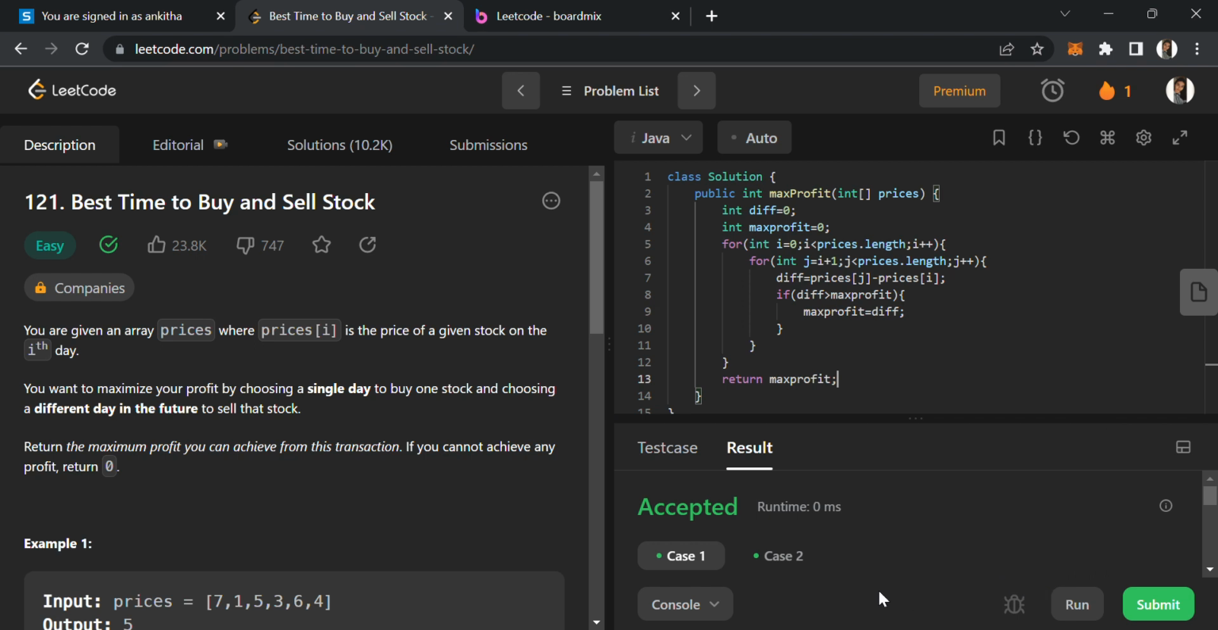This is what I have run previously. Now I'll run again and check. Okay, yeah, you can see here the two test cases have been passed. Now we'll submit and check whether all the test cases are going to pass or not.